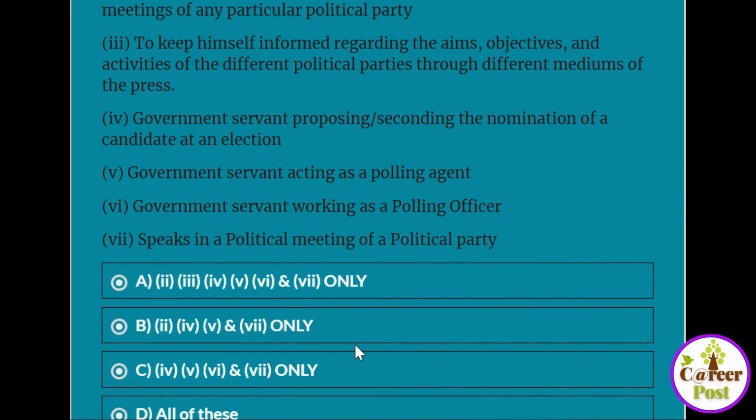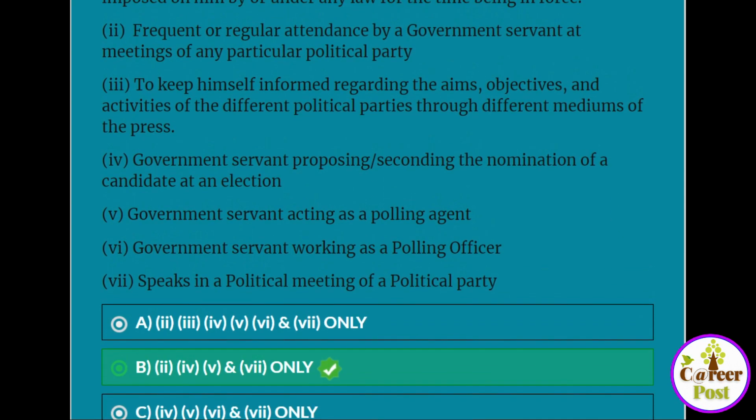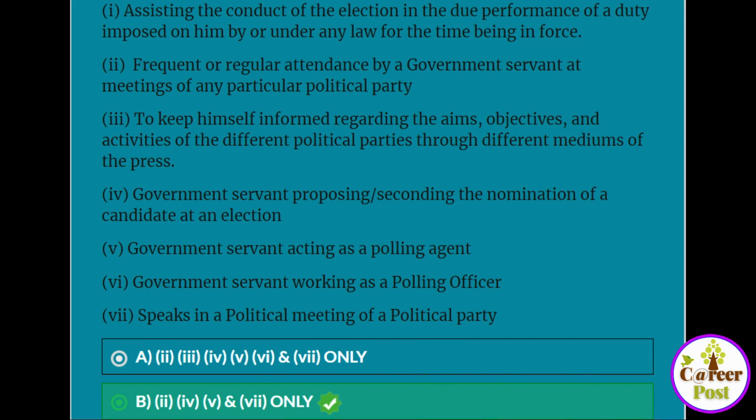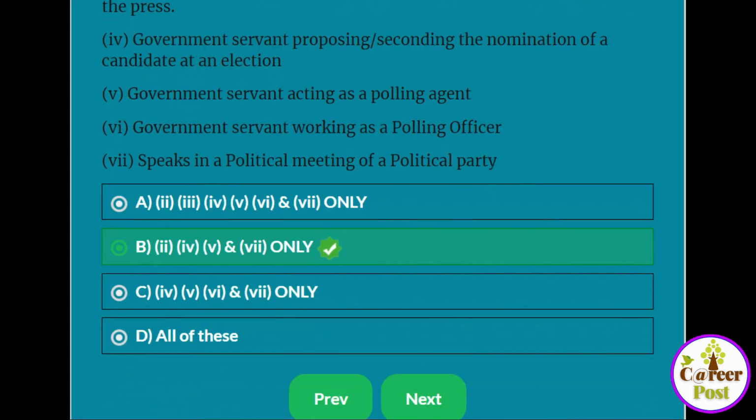It is B. 2, 4, 5, 7 only. 2 is frequent regular attendance by government servant at meetings of political party, which will also be treated as infringement of conduct rules. Fourth one is government servant proposing or seconding nomination. That is not correct. And fifth one is acting as polling agent. That is not at all proper. And seventh one is speaking in a political meeting of a political party, that is not correct. Acting as polling officer is correct as a part of his duty.